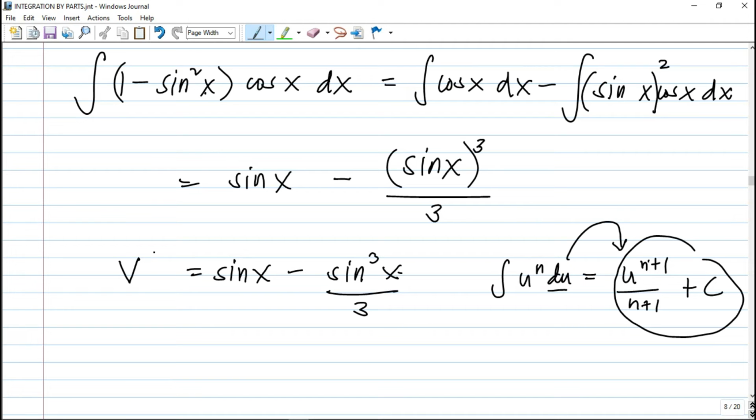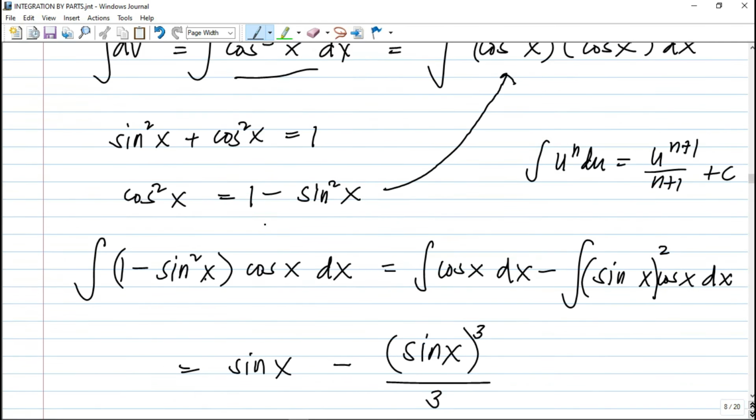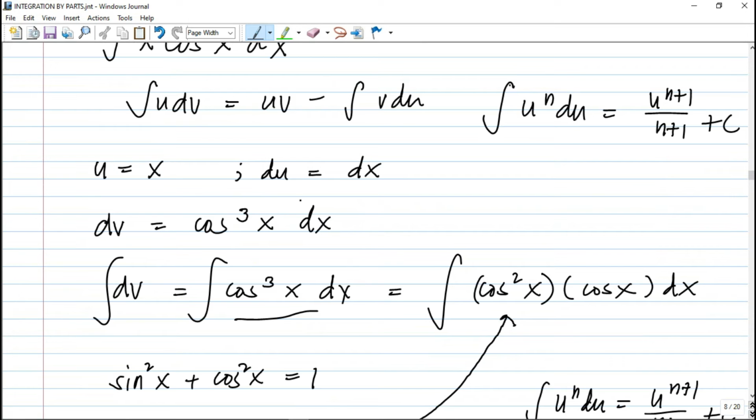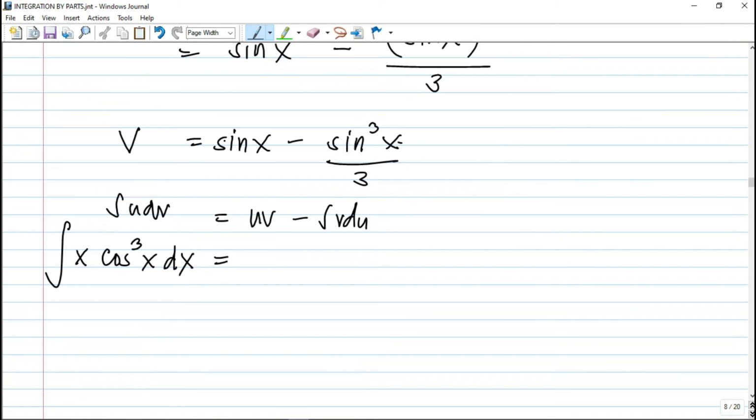Then we can actually use the integration by parts formula. We have integral of u dv. U natin is x. dv natin is cosine cube x dx. Then we have uv minus integral of v du. So u natin, from our substitution, u is x. Then v is sine x minus sine cube x over 3.